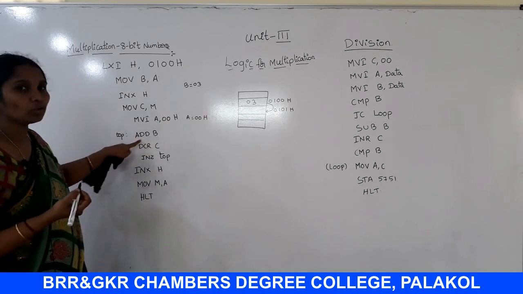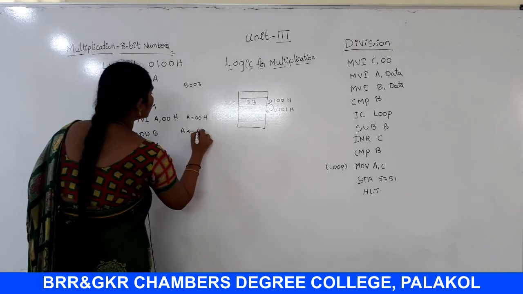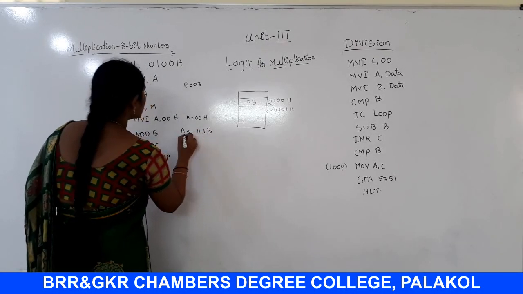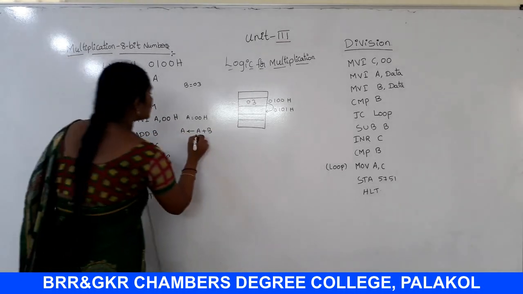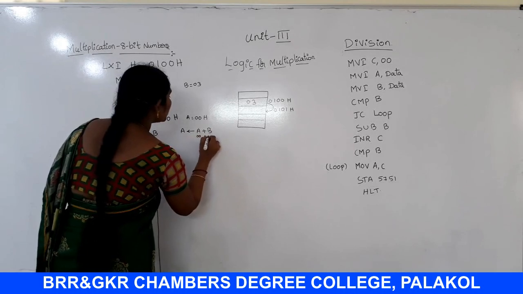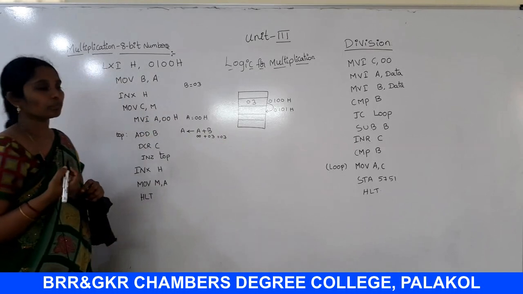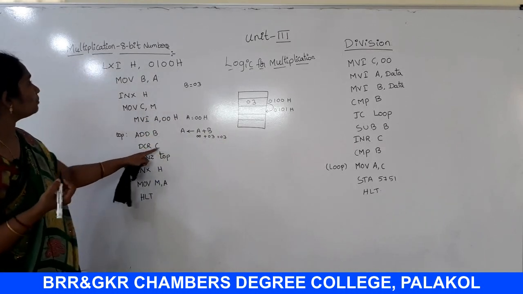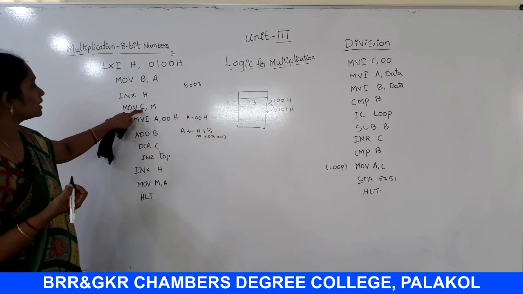Okay. So therefore ADD B here. What is the meaning of this instruction? Here A is added with B and the result is stored in the accumulator. So here the result is 00 plus 03. The result is 3 here. Okay. So now the DCR C here.